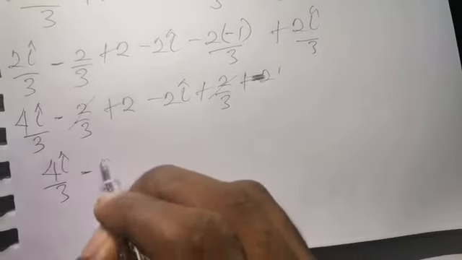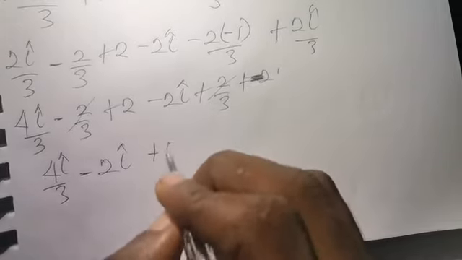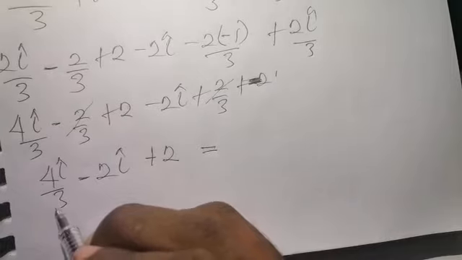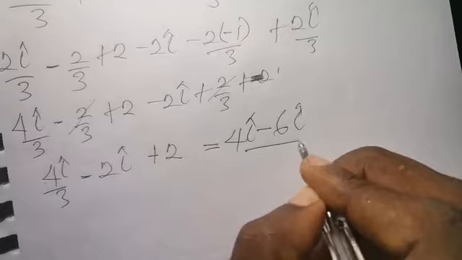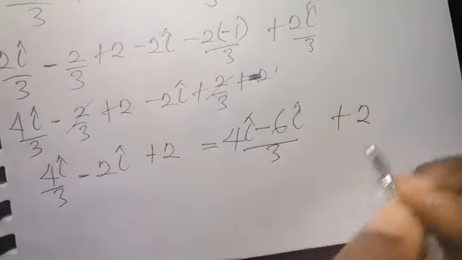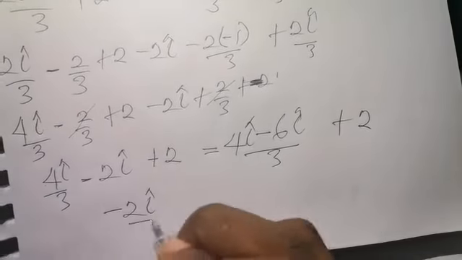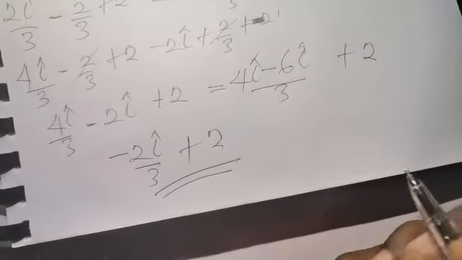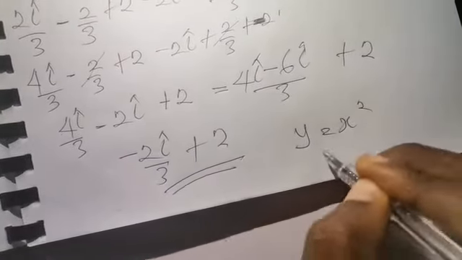Minus 2i. Bring the imaginary parts together, and now I have plus 2. The LCM between these two is 3, so this is 4i minus 6i all over 3, plus 2. So 4i minus 6i gives us minus 2i over 3 plus 2. And this becomes the solution of that integral when y is equal to x to the power of 2.